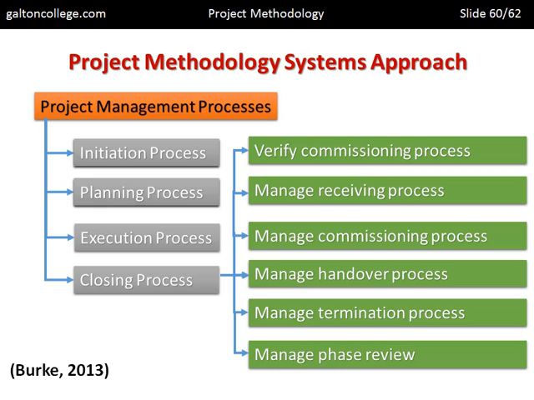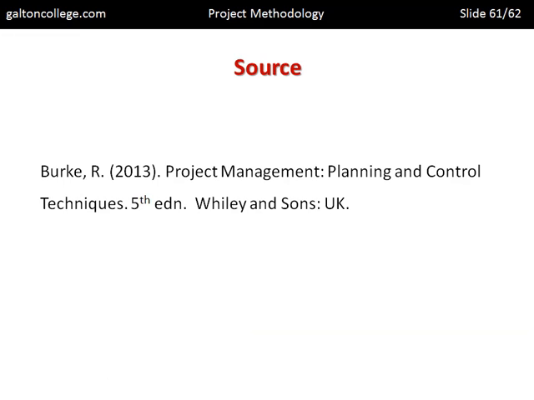So that's the project management process: the initiation process, the planning process, execution, and closing process. And these are the various parts within those different stages, those 4 stages. This is mostly based on Burke, the project management planning and control techniques, which is published by Wiley. That's where most of these notes come from, and they're slightly modified for our purposes.